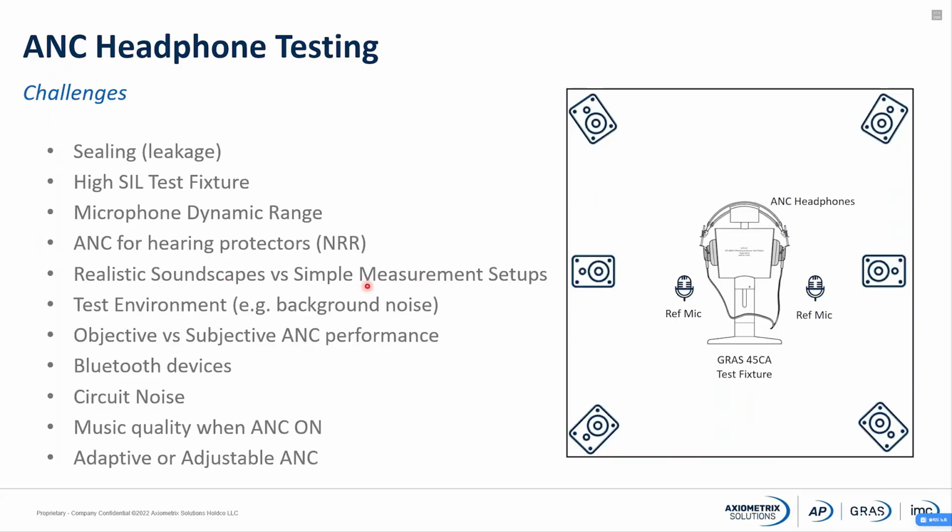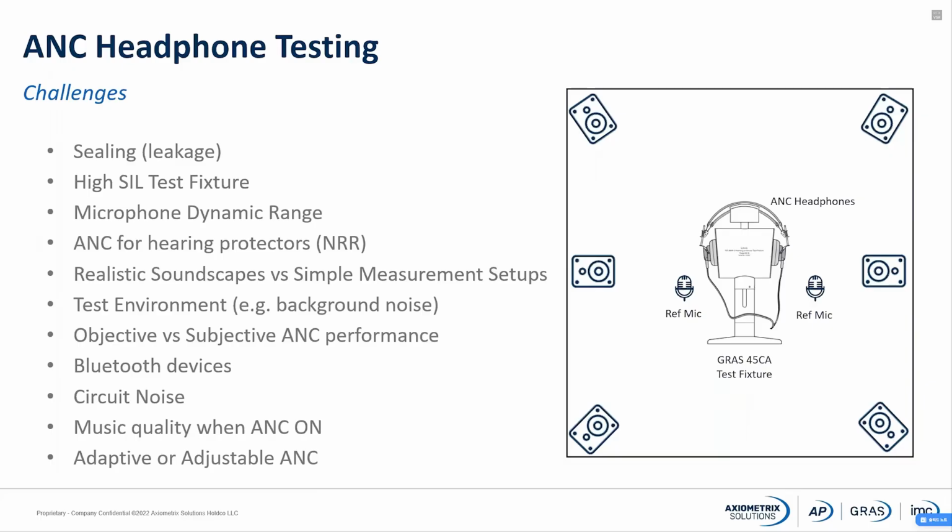Then I talk about realistic soundscapes versus simple measurement setups. When I say realistic soundscapes, I'm not only referring to complex realistic background noise like metro noise or library noise, but also to artificially adding reverberation to the background noise signals, or adding wind or interfering talkers. Sometimes we want to make the measurement as realistic as possible, and sometimes we want a very, very simple setup.